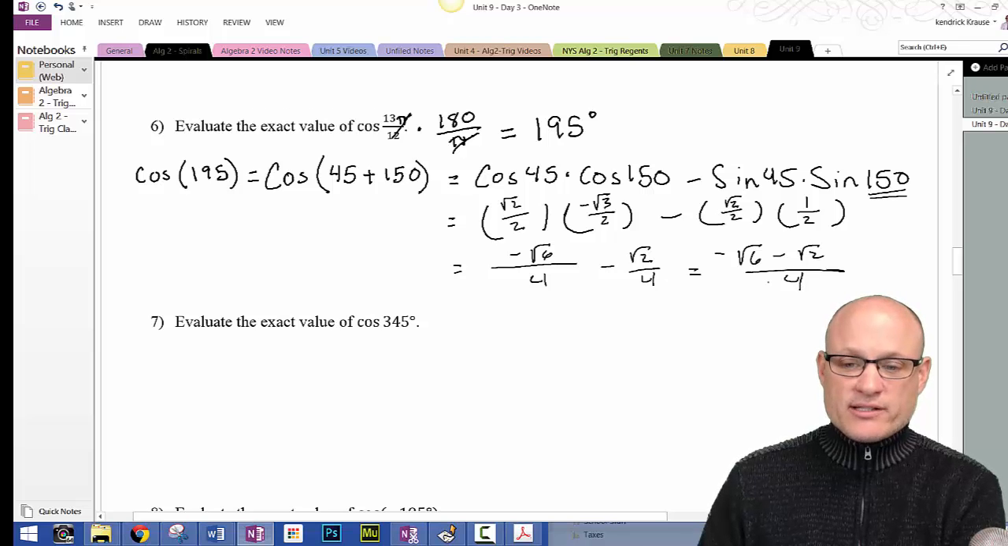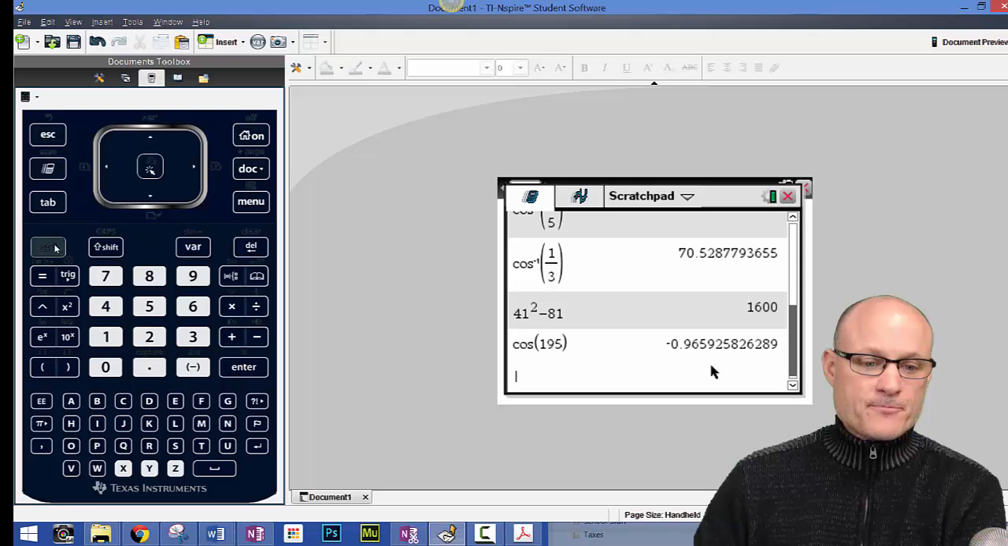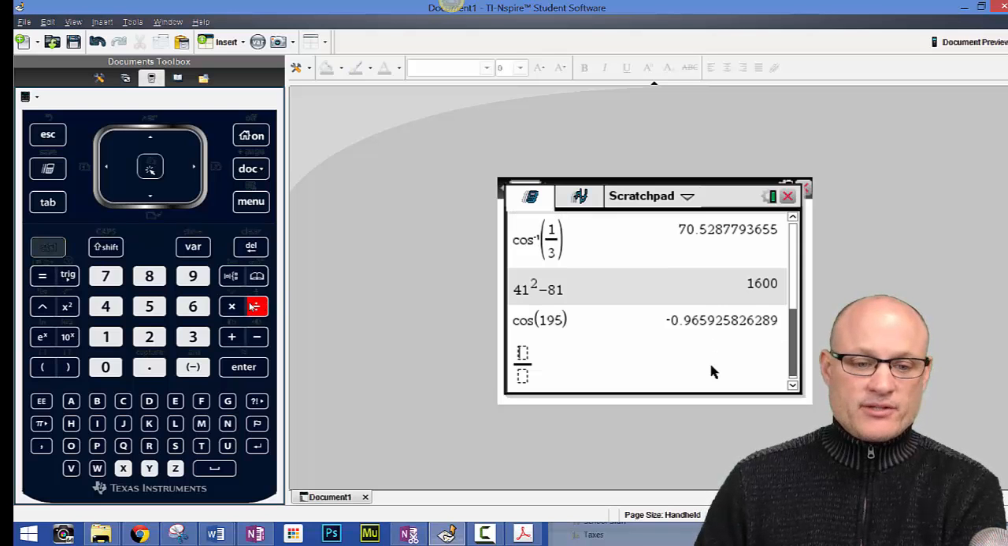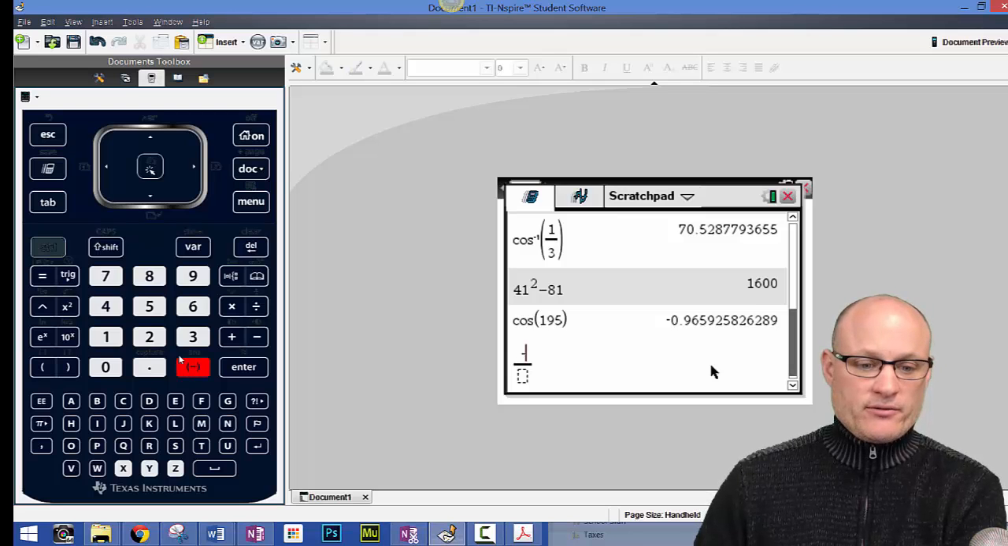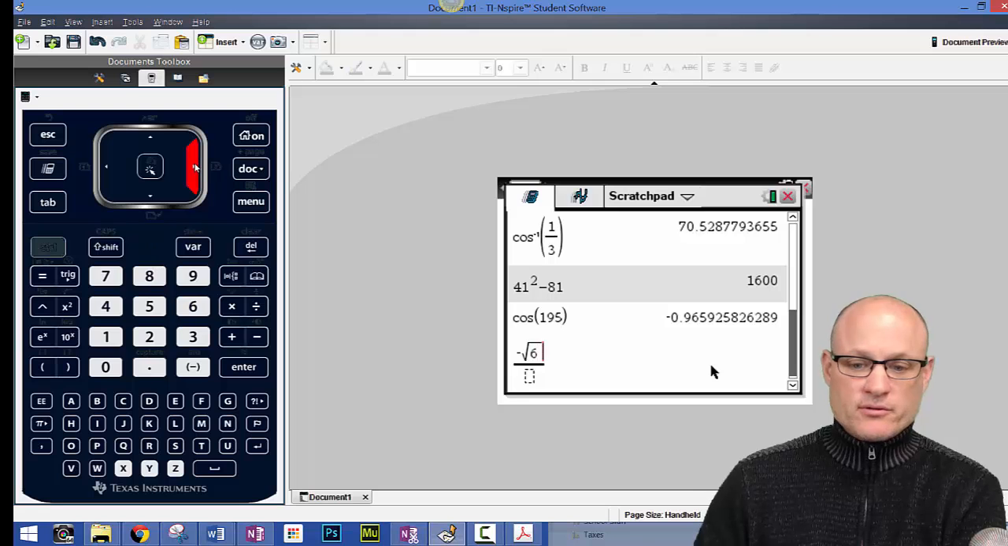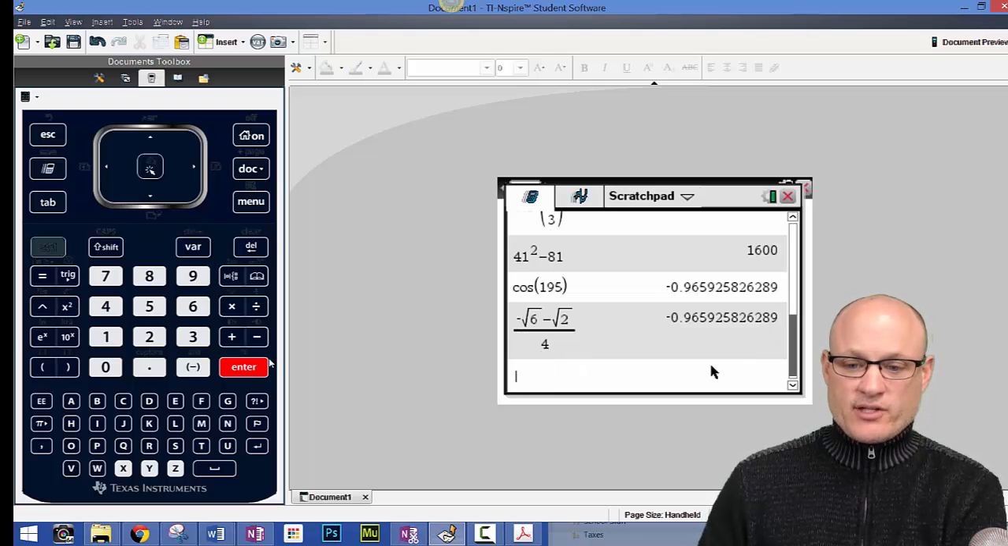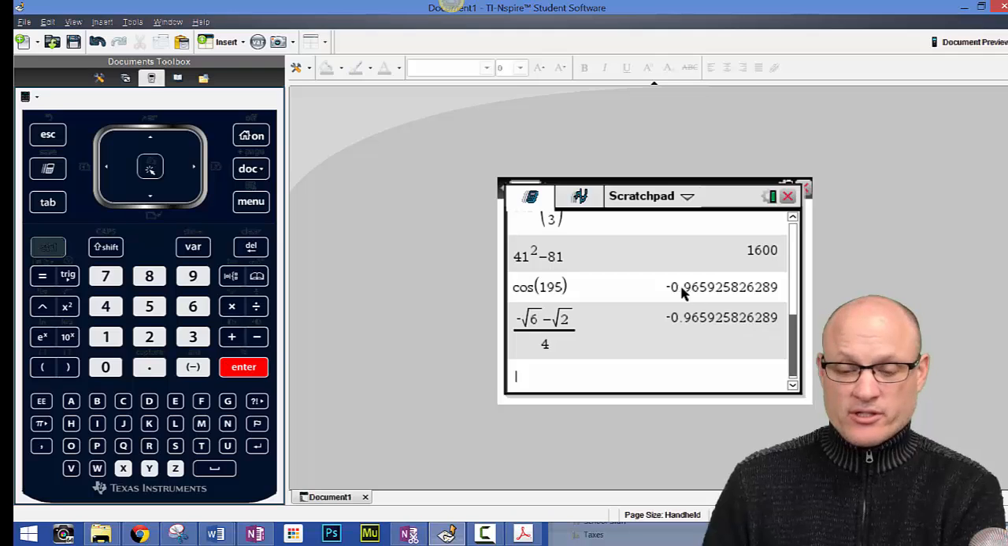And you can test this in your calculator. If I was just to go over to my calculator and say, okay, calculator, let's do negative the square root of 6 minus the square root of 2, all over 4. Do I get the same answer? And it matches exactly. This is the exact answer. This is a decimal approximation, not what we want.